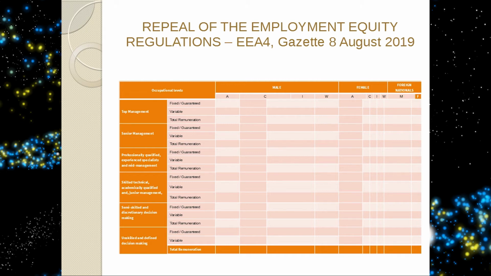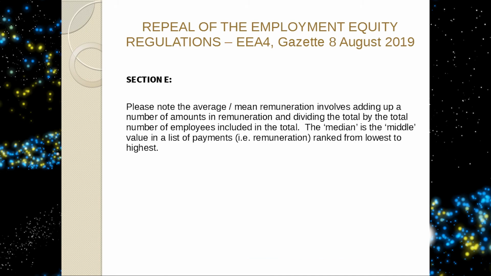remuneration. So on your higher levels, the one race and gender in each occupational level of the higher levels submit one person with the highest fixed and variable. But on your lowest occupational level in your company, which might even be middle management, you must there submit one person with the lowest. Please note that the average or mean remuneration involves adding up a number of amounts in remuneration, dividing the total by total number of employees. The median is the middle value.